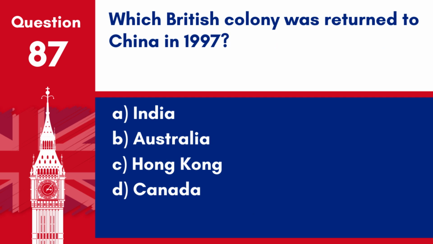Question 87. Which British colony was returned to China in 1997? A. India. B. Australia. C. Hong Kong. D. Canada. Answer: C. Hong Kong. Hong Kong was returned to China in 1997 after being a British colony since the mid-19th century, marking the end of British rule under the terms of the Sino-British Joint Declaration.